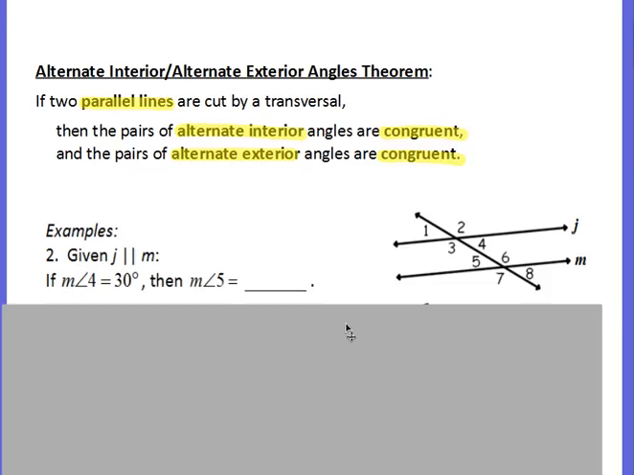And we remember alternate exterior angles means those are two angles that are on opposite sides of the transversal, and they are on the outside of the parallel lines. Alternate interior angles are the ones that are on opposite sides of the transversal, and they are between the two parallel lines. Now let's look at our angles here in the example.